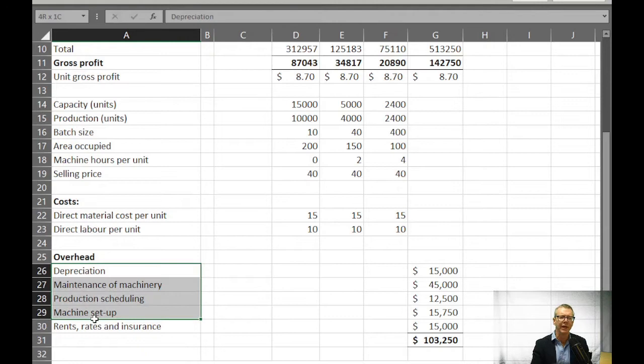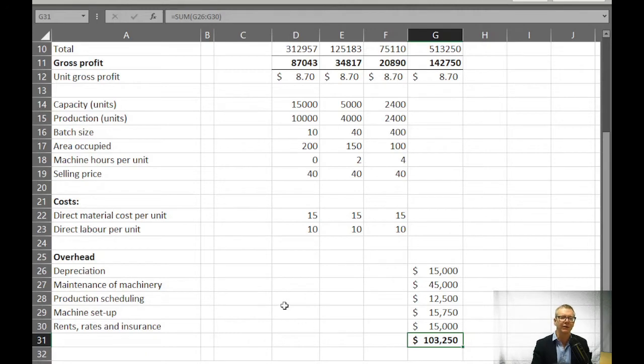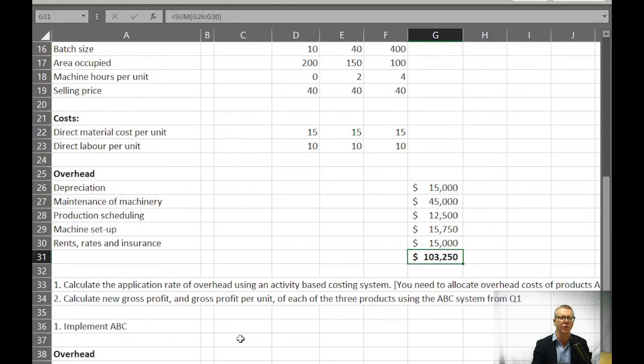The overhead costs that we have are what we're going to need to apply. We've got depreciation, machinery maintenance, we've got scheduling, we've got machine setup, and we've got rents, rates, and insurance. It's this $103,250 that we're going to have to allocate. The first thing we're asked to do is to calculate the application rate of overhead using an activity-based costing system.